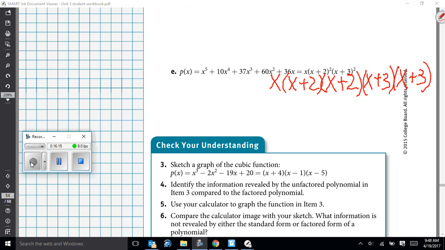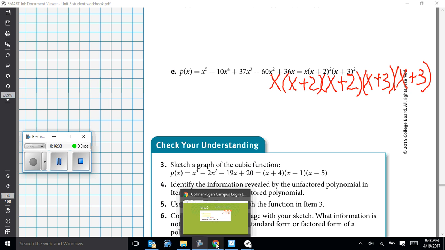And so let's look at the demos to see how that affects our graph. So for this one, where was our 0 at? We don't have a number on the end. So what's the number? It would be like plus 0. So our y-intercept is at 0.